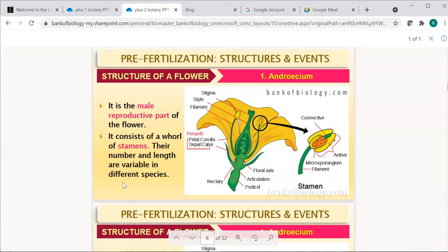Their number and length are variable in different species. So you see the flower. Flower में corolla है, जो petals है, that is corolla, and जो sepal करके है, छोटा सा leaf जैसा. It is not a leaf, but जो flower के immediate नीचे छोटा सा leaf दिख रहा है, that is called sepal. Petal can also be called corolla, and sepal can also be called calyx.